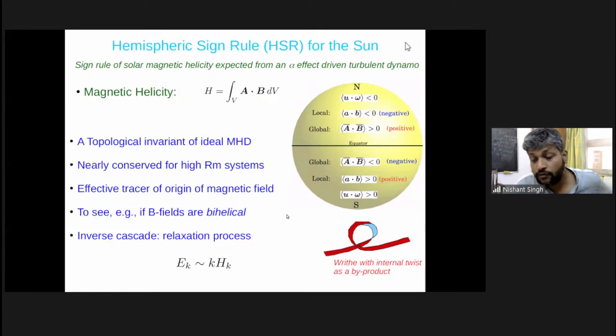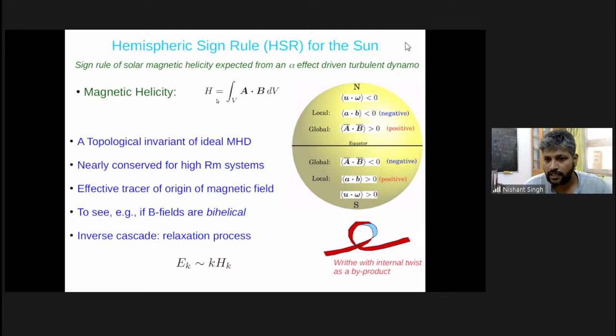There are various conserved quantities that one can rely on to constrain the nature of the magnetic field. What should be the nature of the magnetic field if it was produced by an alpha effect? That can somewhat be determined by the so-called invariant of the problem, in this case, the magnetic helicity, which is a topological invariant. So look up why it is a topological invariant. If you write down the vector potential, whose curl is the magnetic field, the volume integral of that quantity is known as the magnetic helicity. This is a conserved quantity.